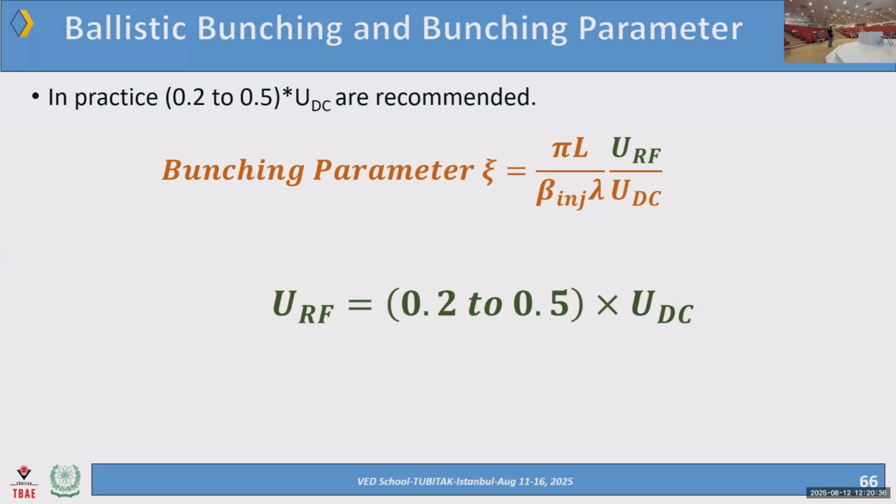Okay. This is the voltage that is presented by the gun. And in the RF cavity, you cannot have voltages beyond the value of the gun. So it's always around 20% to 50%. This is the limit given to us by the physics. That's what we are discussing this morning.